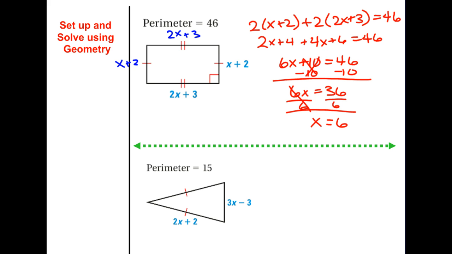Now if we plug it in, let's find the actual side. So if we have 2 times 6 plus 3, it's really 12 plus 3, which equals 15 for this side. That means this side is also 15. Here we can do this one easy: 6 plus 2 equals 8, which means this side is also 8. Let's make sure this works. 8 plus 8 is 16. 15 plus 15 is 30. Put those together, we get 46.